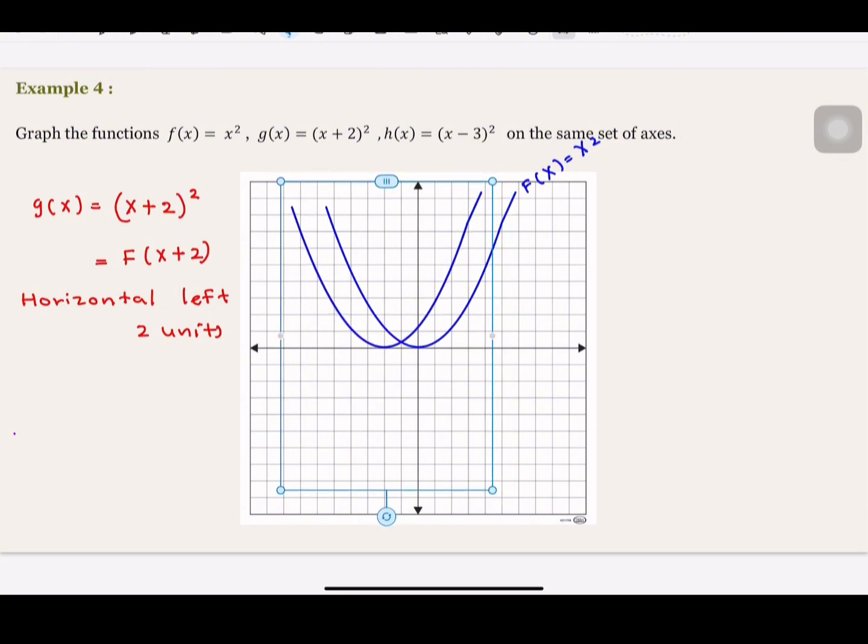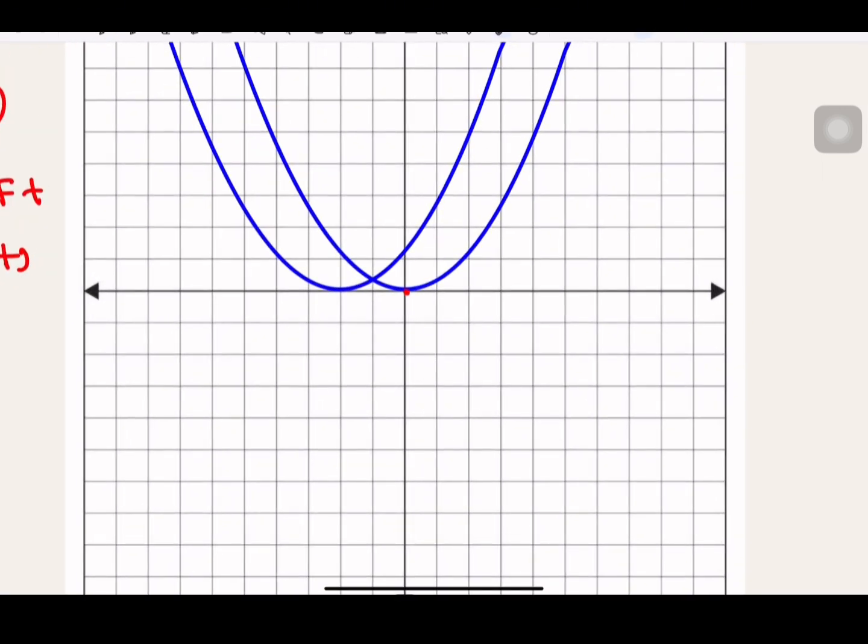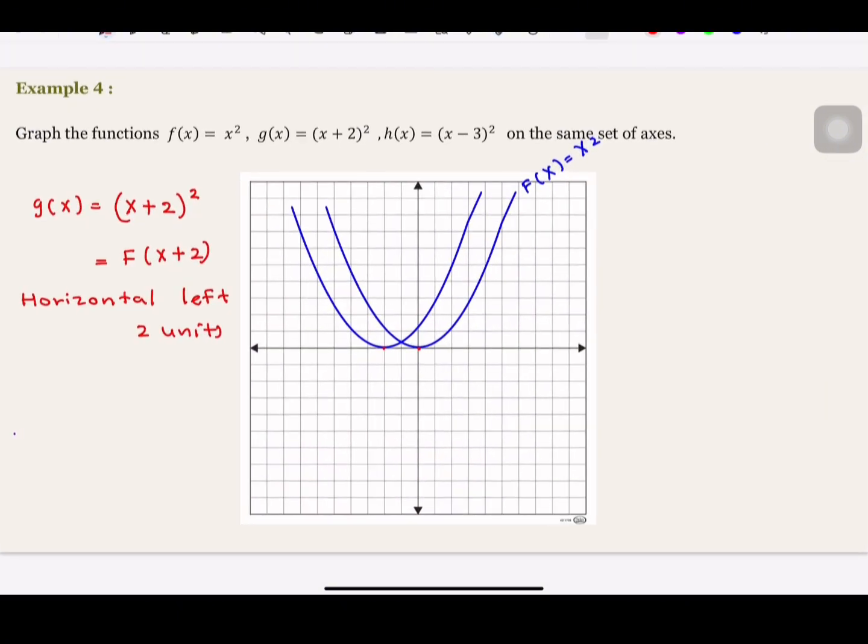So here, if you look carefully, this is the origin. Here I have moved this origin from here to here, which means 2 units. So this is the origin now. This graph over here will represent g of x, which is (x plus 2) to the power 2.